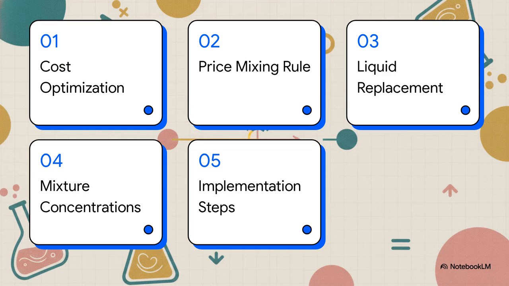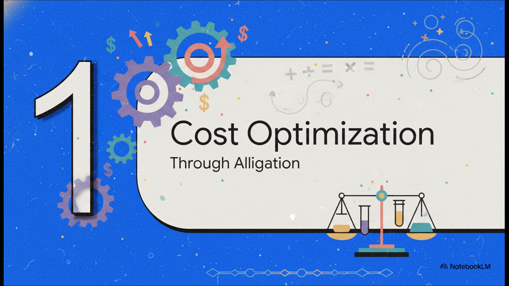All right, so here is what's on the agenda for us today. We'll look at cost optimization through allocation, the price mixing rule, managing liquid replacement operations, adjusting mixture concentrations, and we'll wrap up with some actionable implementation steps for your teams. We're covering the whole shebang, from basic inventory to complex continuous replacement. Okay, kicking things off with Section 1, Cost Optimization through Allocation.